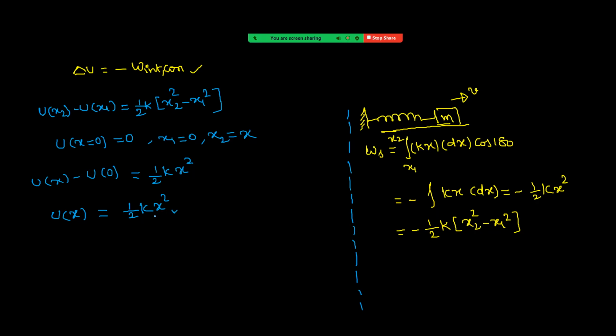Like this we can get the potential energy of a system. So we have seen here for the spring block system half k x square, and for the earth block system mgh. And whenever we are using these two results, we have to keep in mind the assumptions that we have taken.